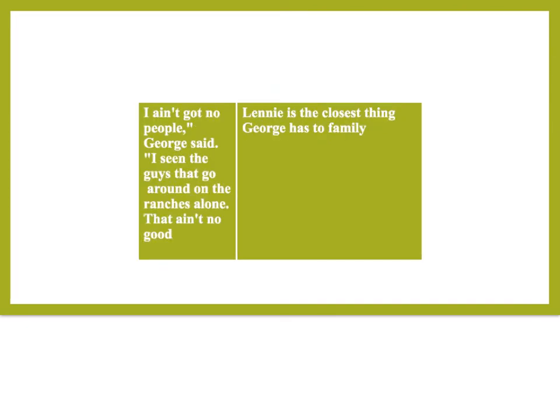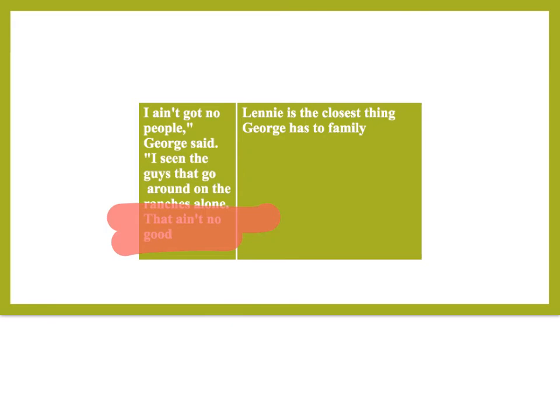And loneliness becomes clear here. "I ain't got no people," George said. "I seen the guys that go around in the ranches alone. That ain't no good." So the idea that he doesn't have anybody else, and therefore Lennie is his family. He doesn't want to be like one of the loneliest guys, and therefore his relationship with Lennie is so important to him. What's important here, though, more than that, is "that ain't no good."